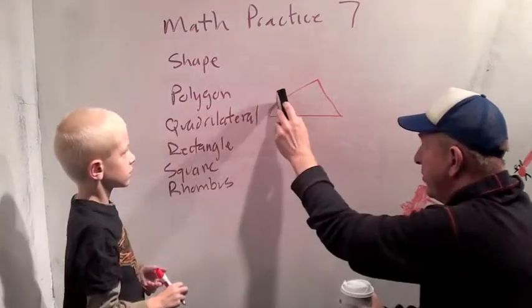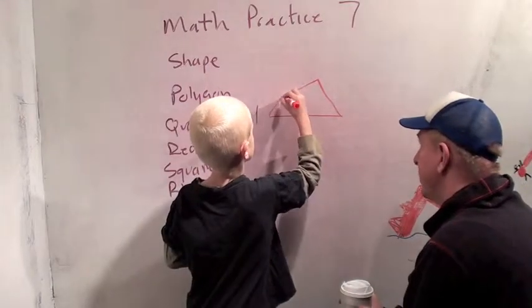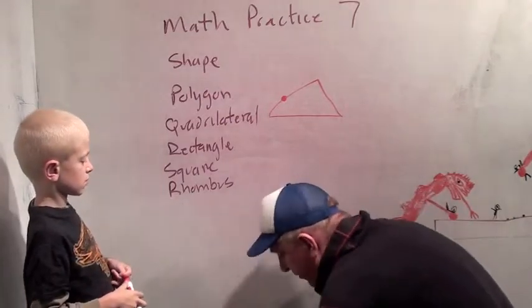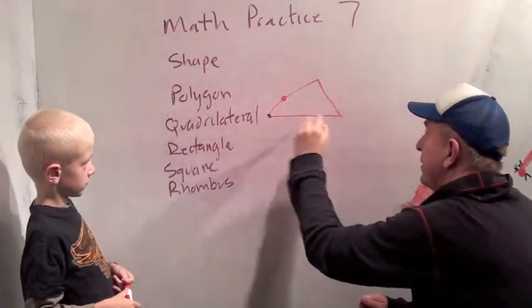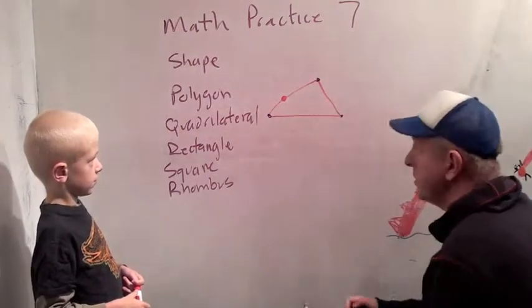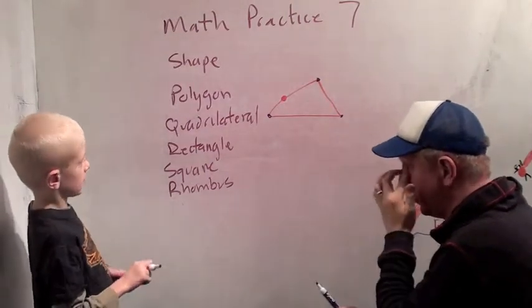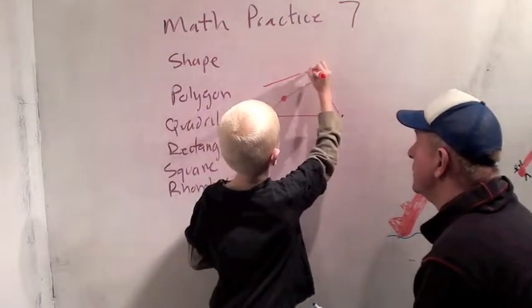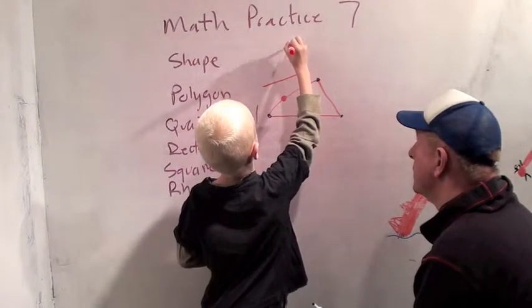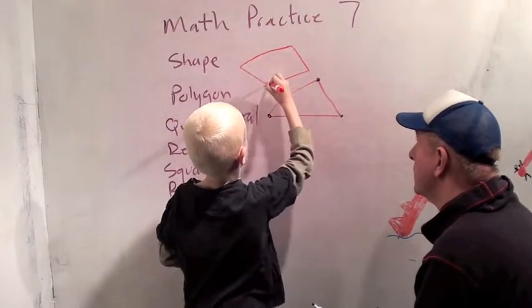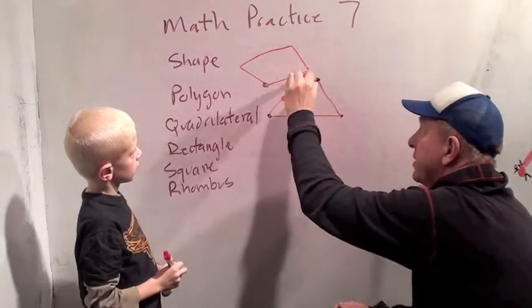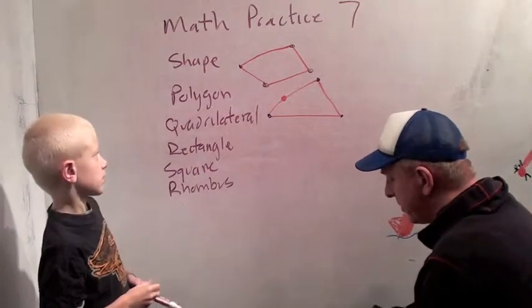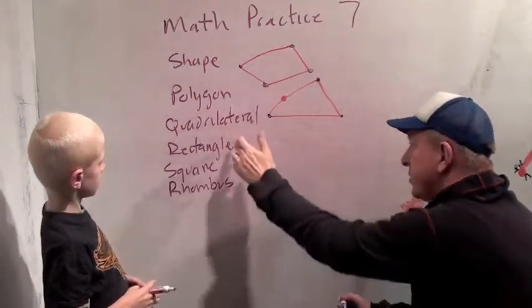Ooh, okay, can you put a dot there so it's easy to see? That's right. So your four sides go from here to here to there to there. Good. That's a good quadrilateral. You want to draw another one? Okay. So here you go from there to there to there to there and then back. Good job.